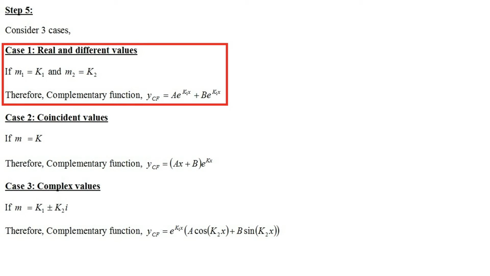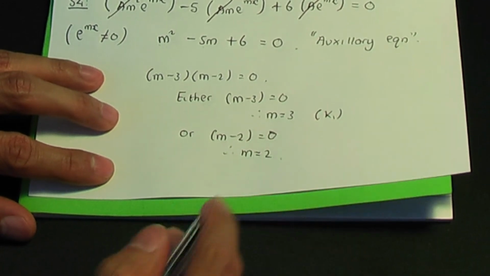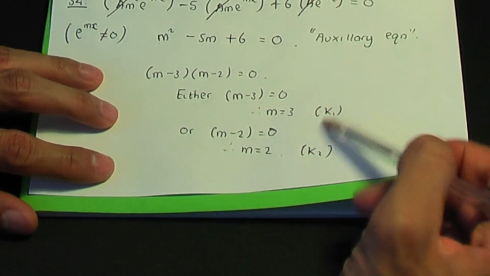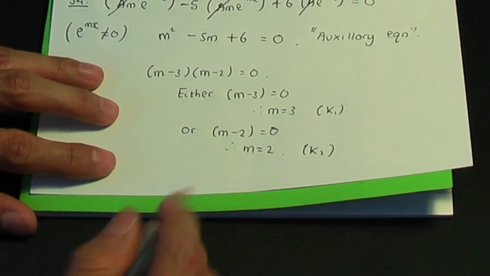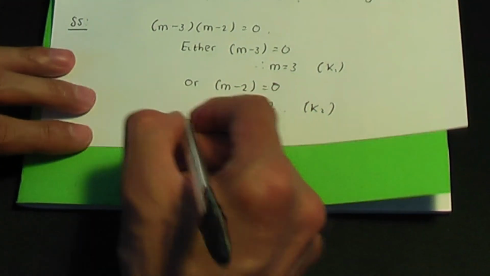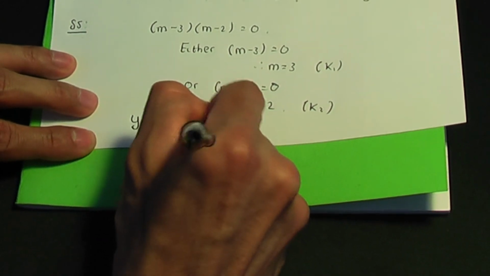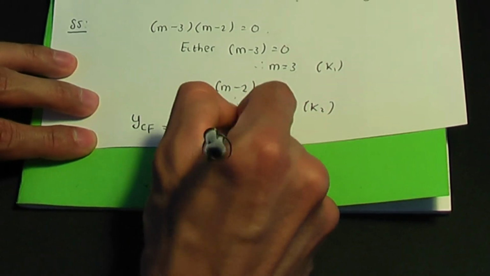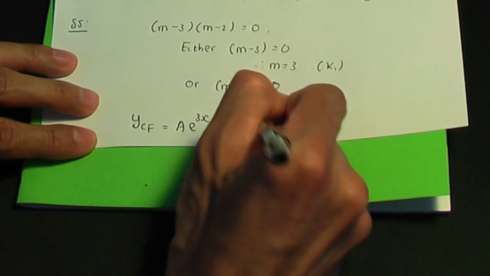So if we go back to the paper and pen, I'm going to take this as K1. So I'm going to take K1 to be 3 and K2 to be 2. And it doesn't really matter which one you take as K1 or K2. So that doesn't really matter. Okay? However, the form of your complementary function for different values of m always takes the form of YCF, and that is capital A e to the power K1 is 3, so it's 3x, plus capital B e to the power K2 is 2, so 2x.